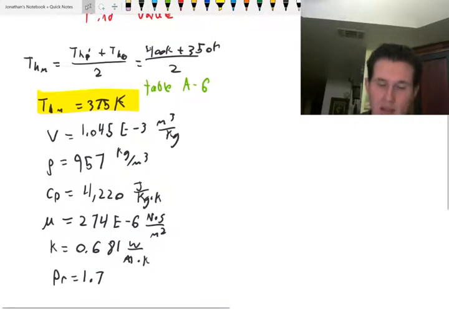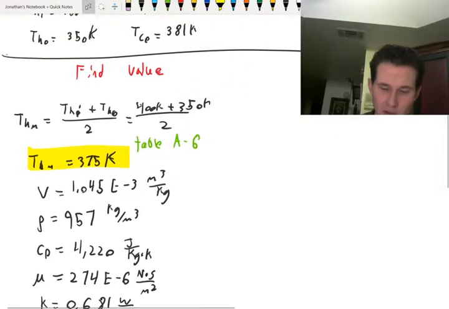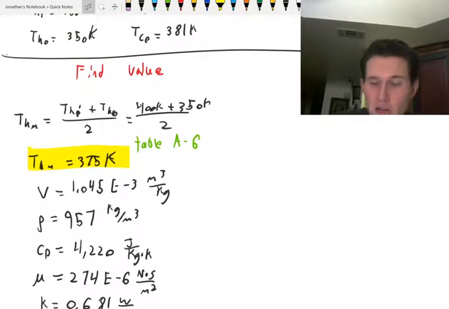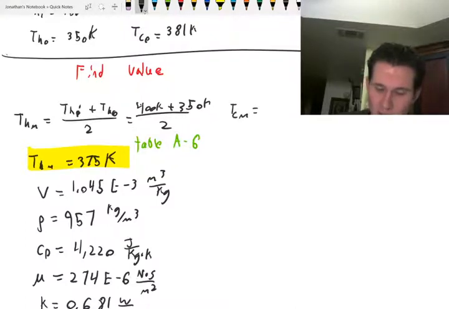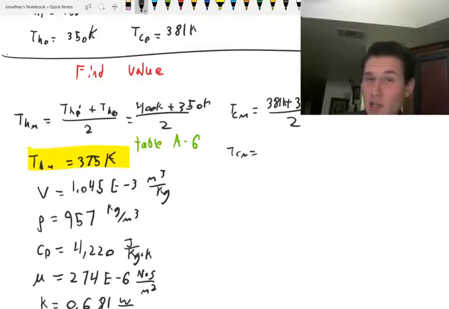Bam. That's done. Now what do we want to do? We want to find our air values. That's really important. So let's calculate our T cold mean. Again, it's going to be equal to these two values added together. No big deal. So we have 381 Kelvin plus 321 Kelvin over 2. That T cold mean is going to equal 351 Kelvin.